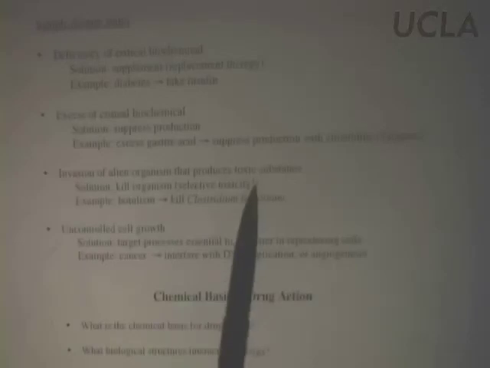Something else you may have to deal with is invasion of an alien organism, i.e. an infection of some sort, and this alien organism produces some sort of toxic substance. The solution? Kill the organism. Kill the bad organism, right? Don't kill the host, kill the bad organism.